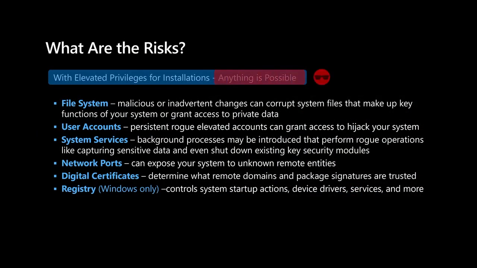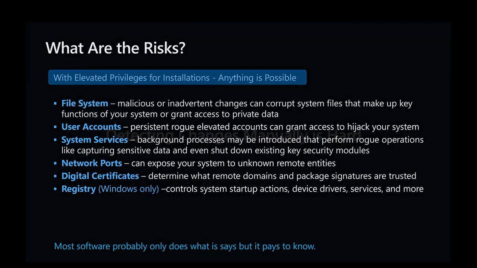So what are the risks of allowing privileged changes to be made to your system? There are several, including corruption of system files that control core functions of your system, creating persistent admin accounts, adding, stopping, or removing key system services, opening communication ports to your system, or modifying certificates that tell your system who to trust. Finding and sorting through all the potential system changes is hard.